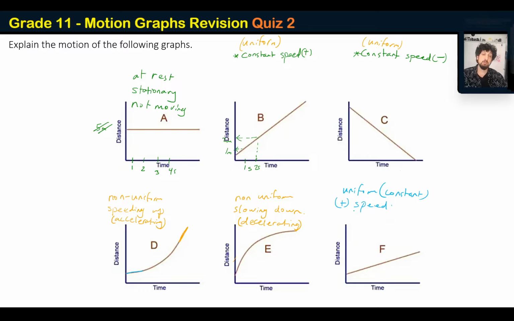That means it's going up as opposed to going down. It is going forward as opposed to going backwards. If you use forward instead of positive, that's fine as well. If you use backwards instead of negative, that's also fine.